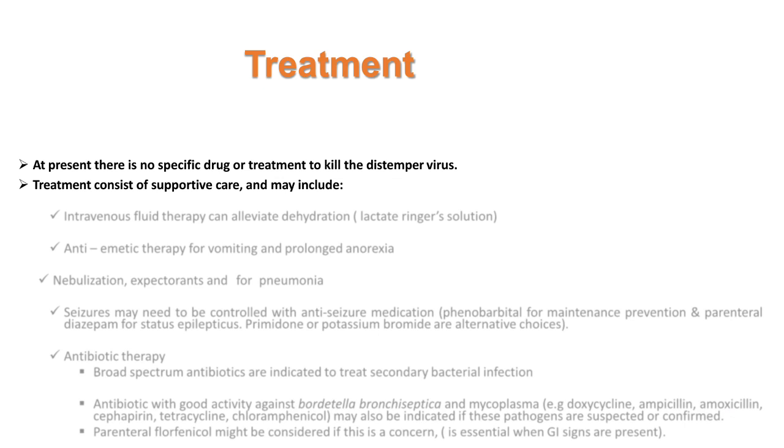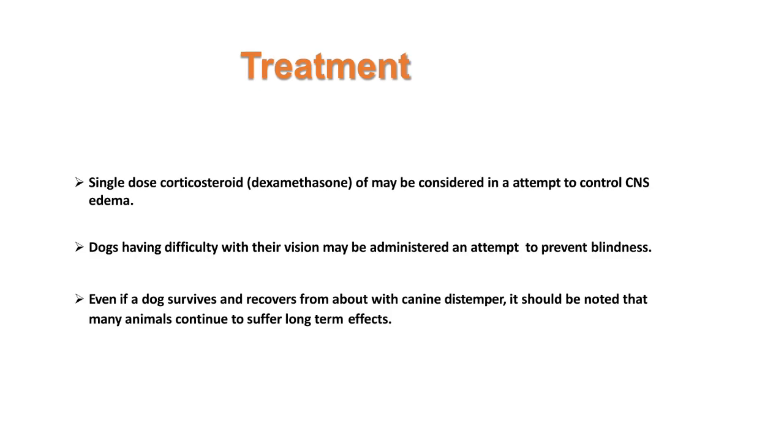Seizures may need to be controlled by anti-seizure medication, phenobarbital for maintenance prevention, and parenteral diazepam. For status epilepticus, primidone or potassium bromide are alternative choices. Broad spectrum antibiotic therapy is used for the secondary bacterial infection. Antibiotics with very good activity against Bordetella bronchiseptica and mycoplasma include doxycycline, ampicillin, amoxicillin, cephradine, tetracycline, and chloramphenicol, and may also be indicated if the pathogens are suspected or confirmed. Parenteral florfenicol might be considered if this is a concern, which is essential when GI signs are present.